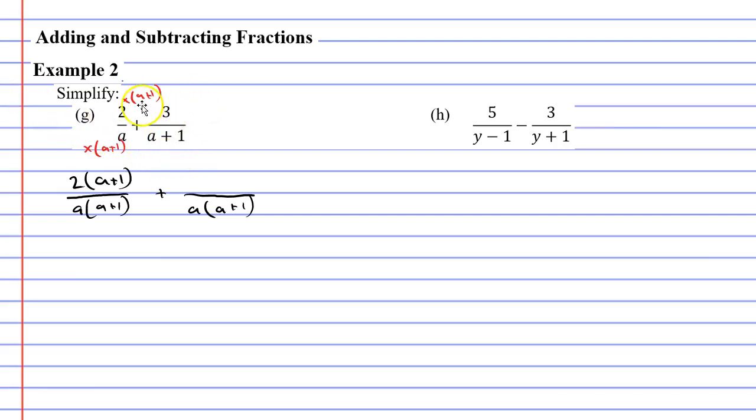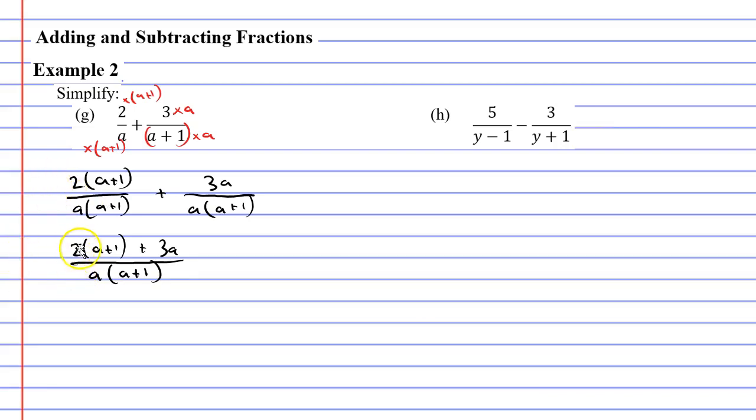What am I going to multiply my second fraction by? Well, I'm going to multiply them both by a. I'm going to multiply a plus 1 by a, which gives me a bracket a plus 1. And then I'm going to multiply my 3 by a, which gives me 3a. Let's combine our two fractions now. We get 2 bracket a plus 1 plus 3a. And because the denominators are the same, they're both a bracket a plus 1, I have a single denominator of a bracket a plus 1.